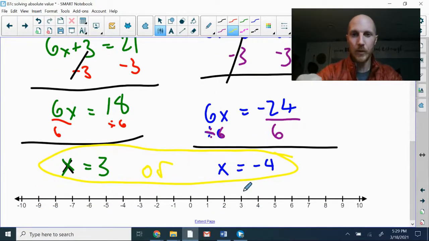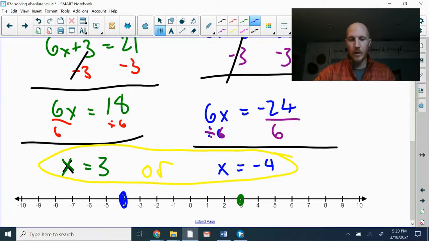I'm going to put both of them onto the graph. Dot at 3, another dot at negative 4. And those are both actual solutions. We need to report them both.